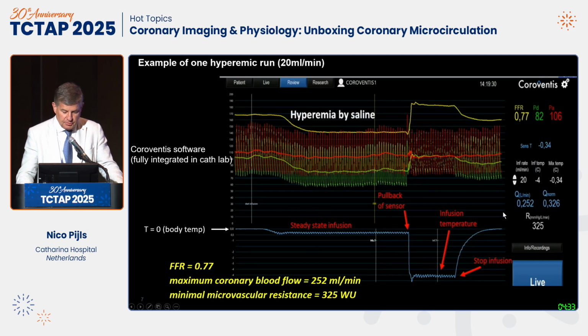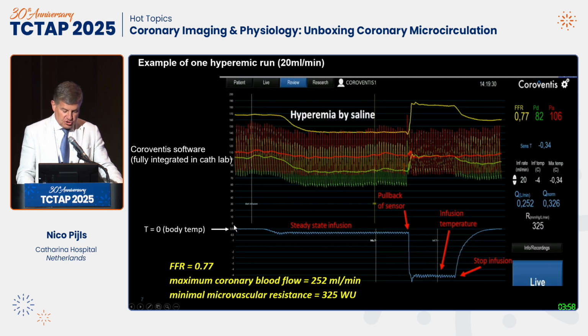Here you see an example. The screen is quite familiar to you. The red line is the aortic pressure and the green line is the distal coronary pressure. The hyperemia that is important is just induced by saline. If you give a saline infusion of 20 milliliter per minute, you will create hyperemia within seconds. With saline 10 milliliter per minute, you will have resting conditions. Here we start, there is a small gradient, but upon start of the saline, you see that immediately maximum hyperemia develops and your fractional flow reserve is 0.77.